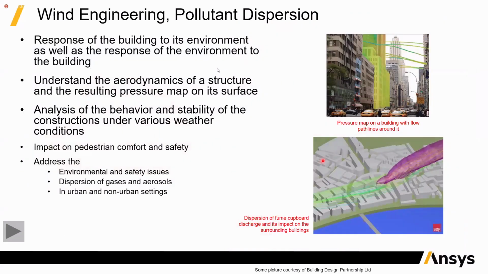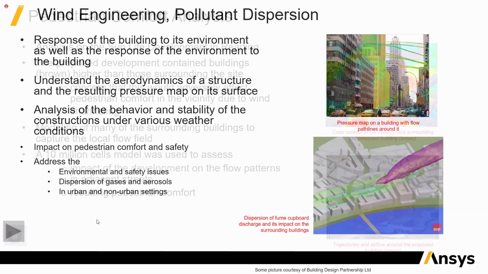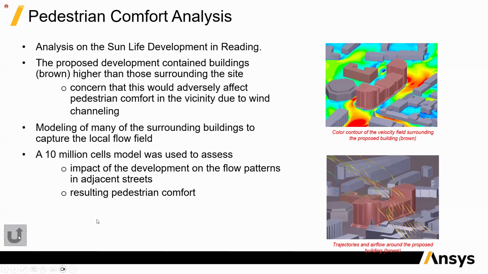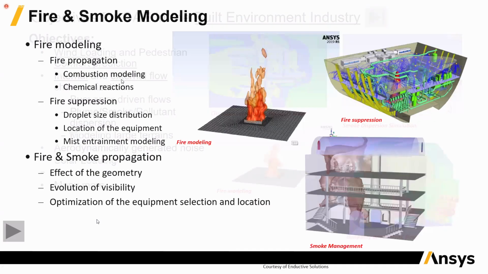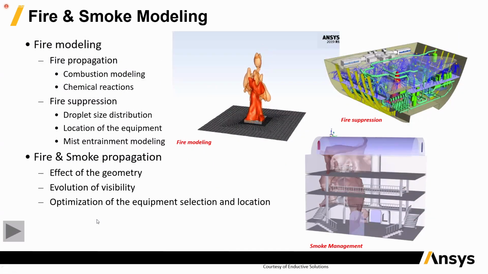Wind engineering, pollution dispersion, I mentioned that earlier, pedestrian comfort, etc. So there are a lot of objectives: aerodynamic, noise, solar loading, even in the form of health and safety. My time is running out. I'll just quickly run through everything.